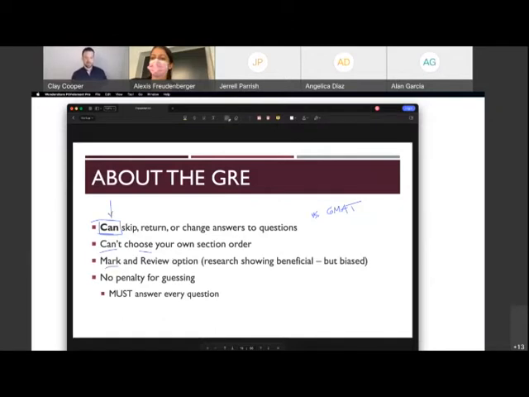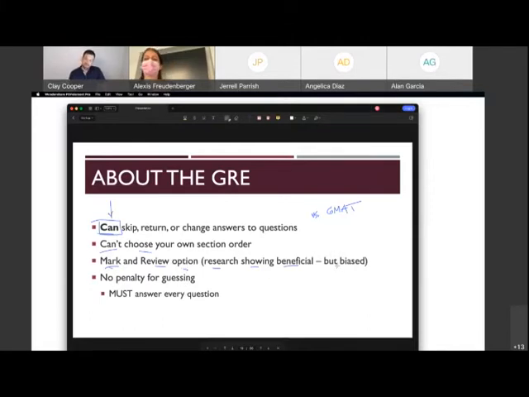And there is a mark and review option. In other words, you have the ability to mark a question so that you can come back and look at it later on the GRE. There is some research showing, or purporting to show anyway, that doing that is beneficial to your score. In other words, there are data that seem to support the idea that marking something for review and coming back later and taking another look at the question can improve your score.